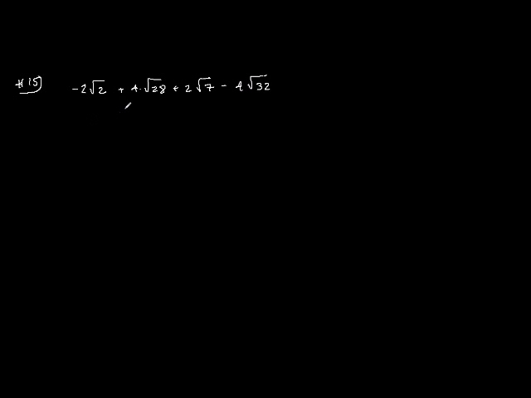Now, the first thing I want to do is break up the numbers that are under the radicals into their prime factors, or into factors that I can use to take out of the radical. Over here, negative 2 times radical 2 stays the same because I can't change the 2 under the square root. Plus 4 times the 28, I can break it up into 4 times 7. Plus 2 times radical 7. I can't change the 7 under the radical, so I leave it the way it is.